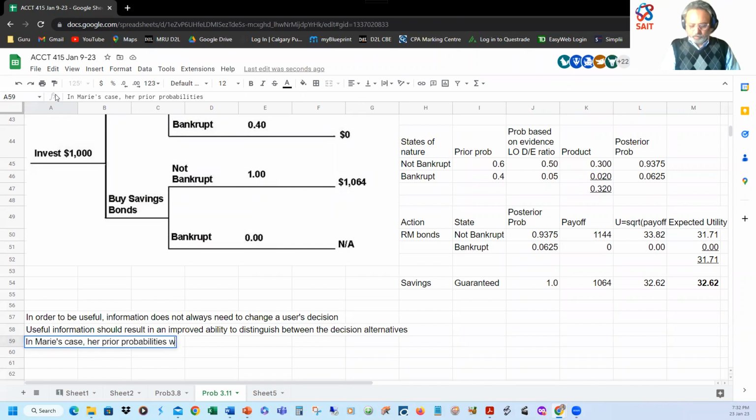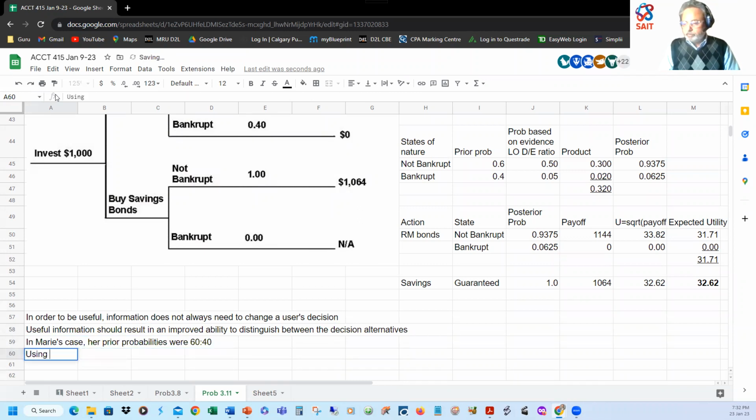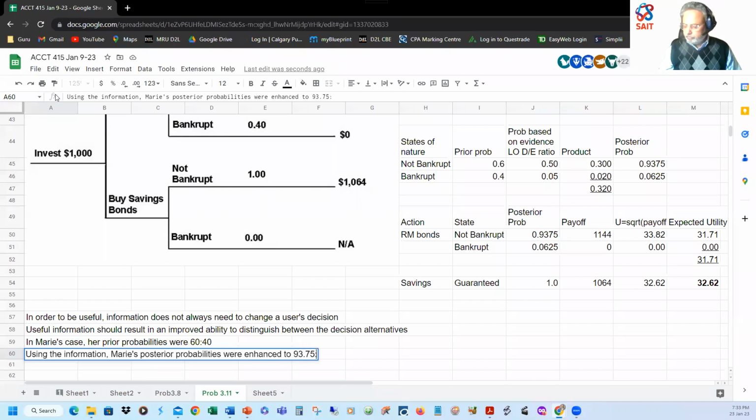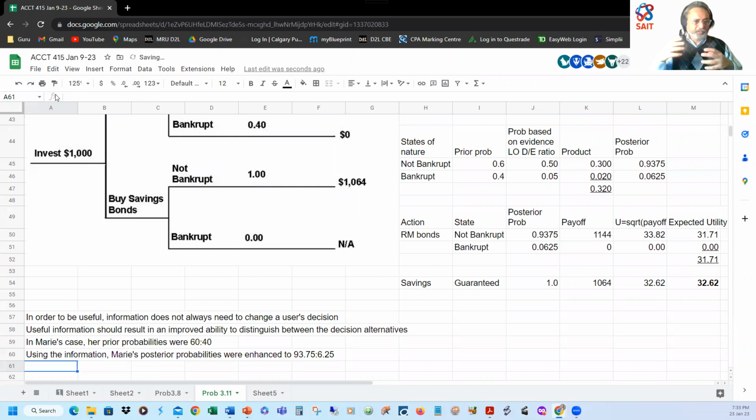probabilities were 60-40. Using the information, Marie's posterior probabilities were enhanced to 93.75. Right, so certainly she's able to better distinguish between the two likely outcomes, right? So whether bankruptcy will happen or not, before obtaining the information, Marie was sitting at a 60%, 40% chance.